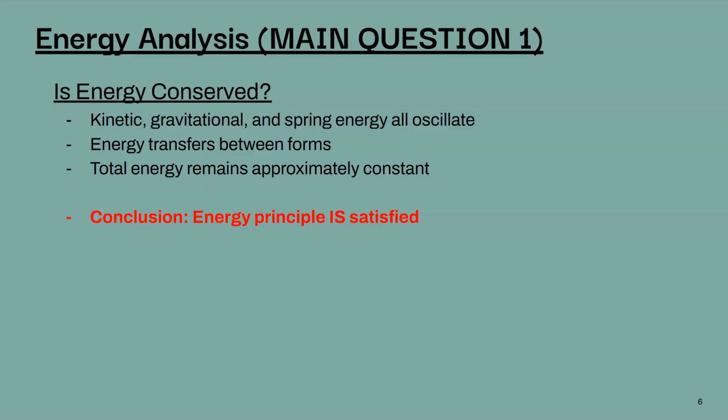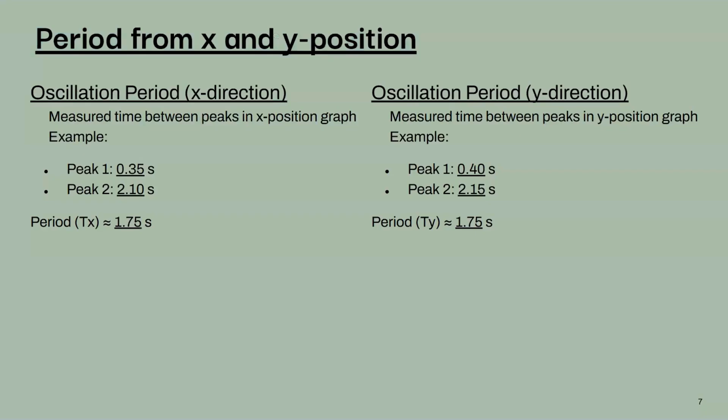To determine the oscillation period, I measured the time between consecutive peaks in the position graphs. For the x direction, I identified peaks at approximately 0.35 seconds and 2.1 seconds, giving a period of about 1.75 seconds. For the y direction, I identified peaks at approximately 0.4 seconds and 2.15 seconds, which also gives a period of about 1.75 seconds. These measurements show that the system has a consistent or nearly consistent oscillation period in both directions.